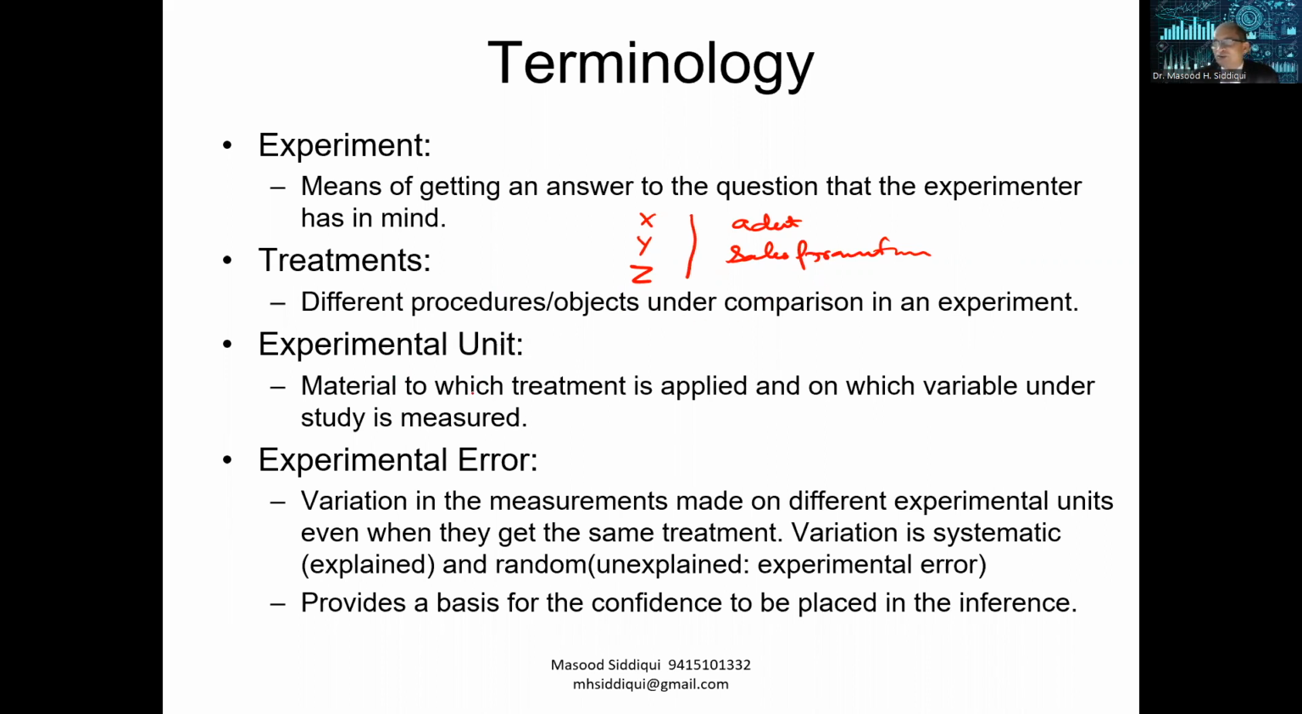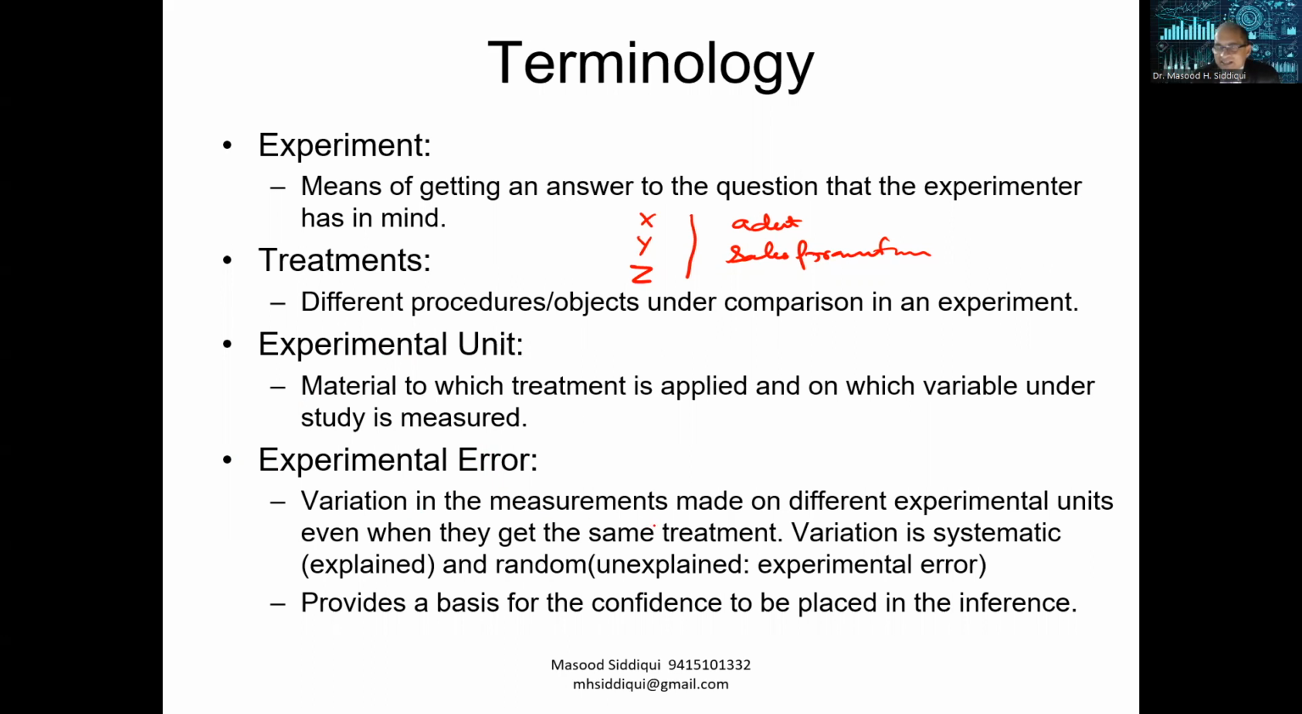So this is known as the experimental unit, right? Any living or non-living thing on which the treatment is applied and the variable under study is measured is known as an experimental unit. After that, we define the experimental error.